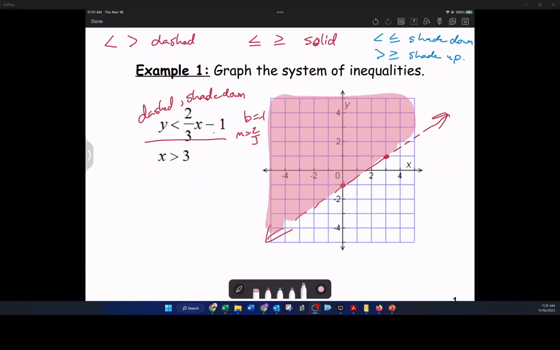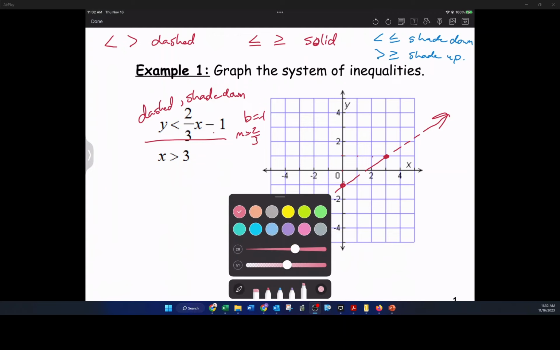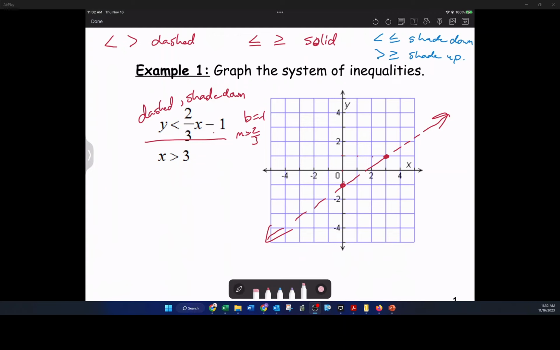All right. So second line in blue. What? I'll shade. Oh, you're right. Look at me. I'm shading up. It should be shading down. Thank you for catching that. I was just making sure you're paying attention. That's it.